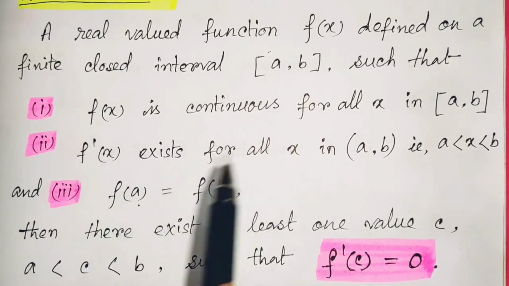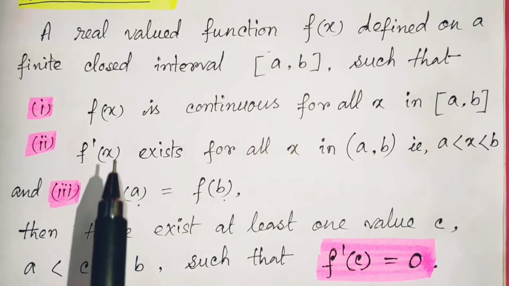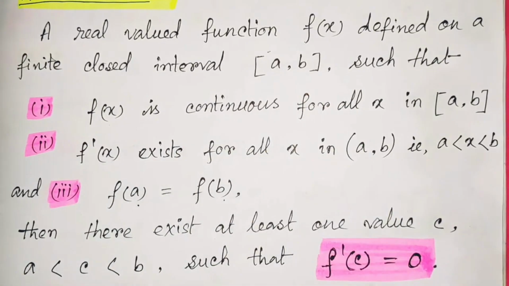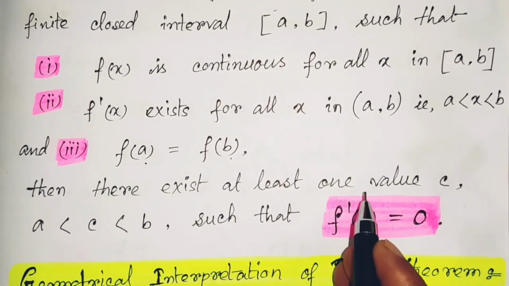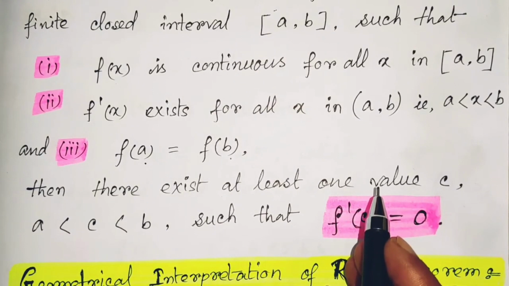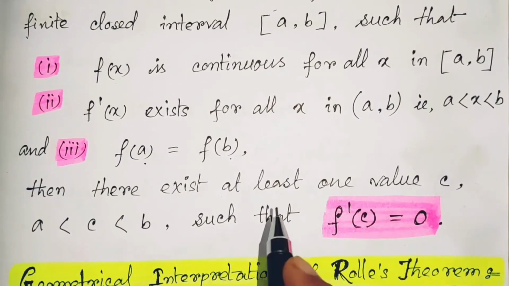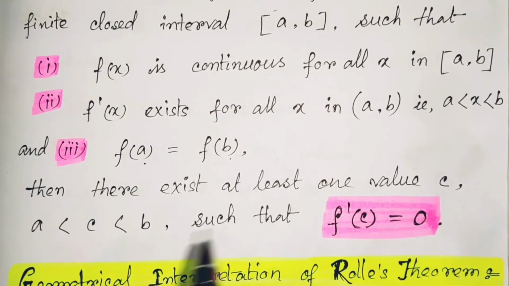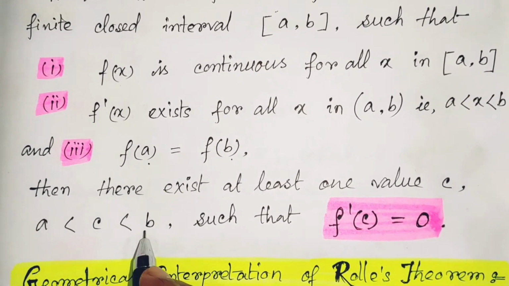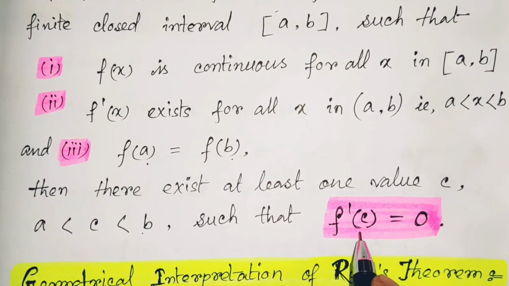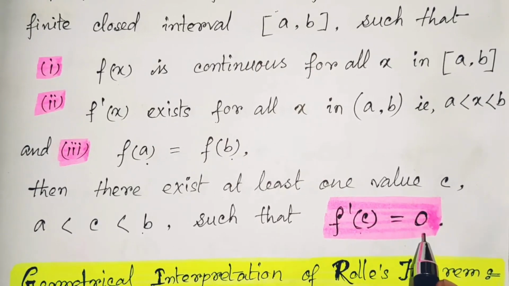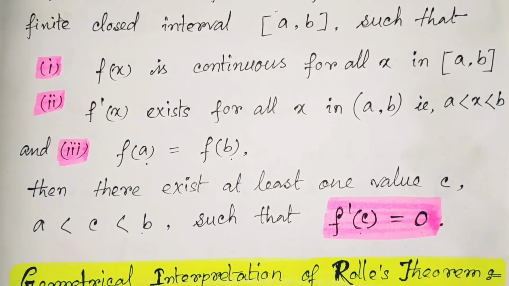If these three properties hold for a real valued function, then we definitely find at least one value c. More than one value is also possible, but at least one value we will find in between the interval a and b such that the derivative at that point c is equal to 0. So this is our Rolle's theorem.